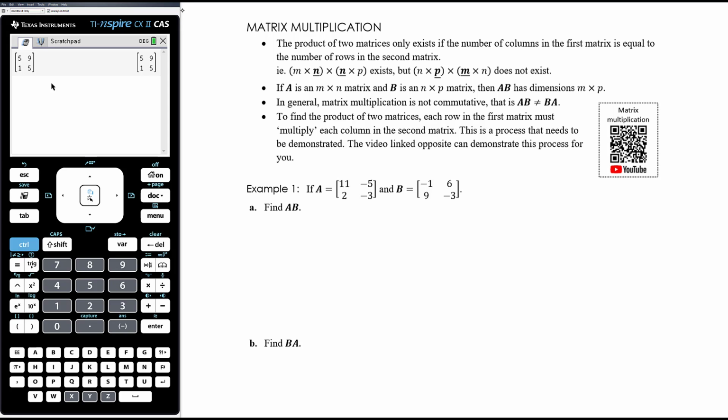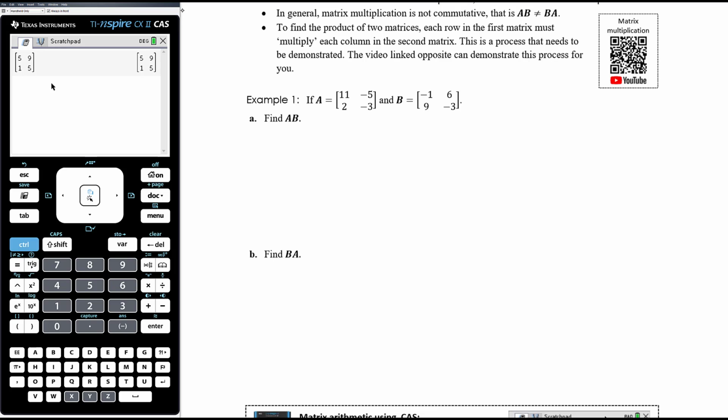Okay, I've got a loosely worded sentence of how we go about multiplication, but this is really something that you need to see. And this is not a mathematically precise word description either. But loosely speaking, to find the product of two matrices, each row in the first matrix must multiply each column in the second matrix. Okay? And as I said, this is a process that needs to be demonstrated. There is a specific matrix multiplication video here.